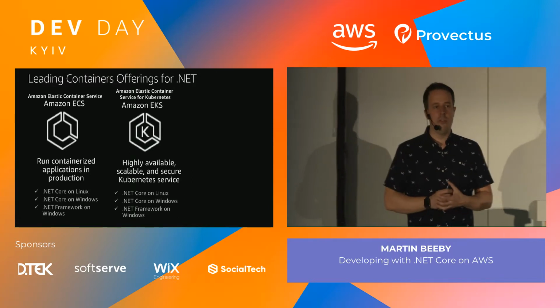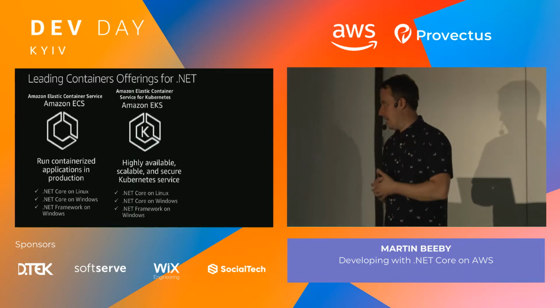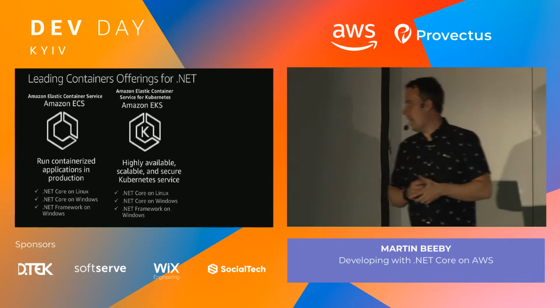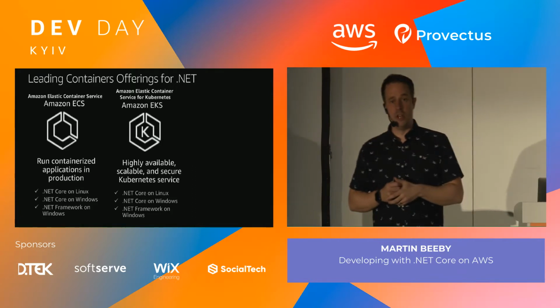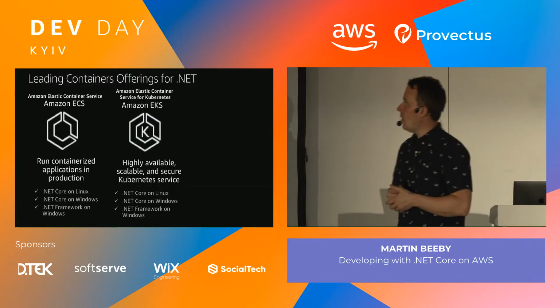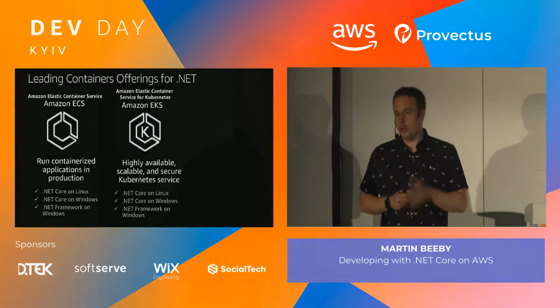And we also have a preview of running Docker for Windows containers on EKS as well. So you could run Windows. In both of these scenarios, we could run Windows images, so .NET on Windows, or we could run .NET on Linux in both of these containerized environments.